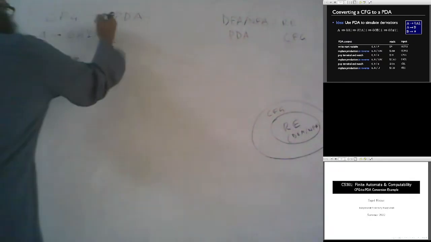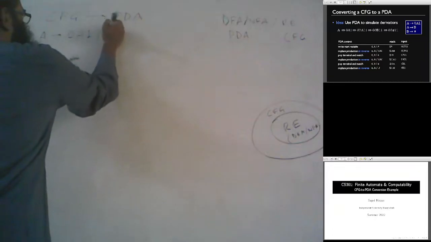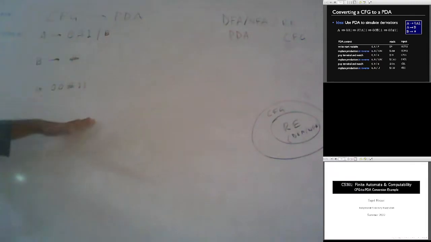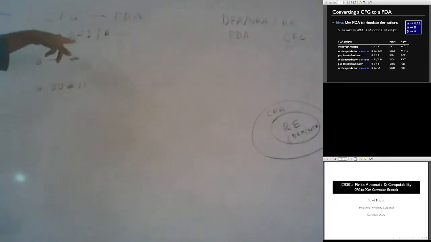Don't get confused about how many rules it has. So A has 2 rules, either 0A1 or just B. So every single string that is accepted, that is recognized, that is part of the CFG, has to have the form of either 0A1 or B.